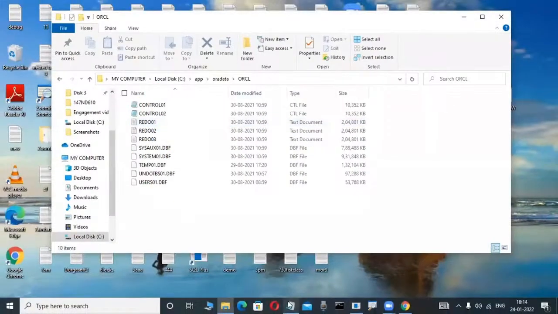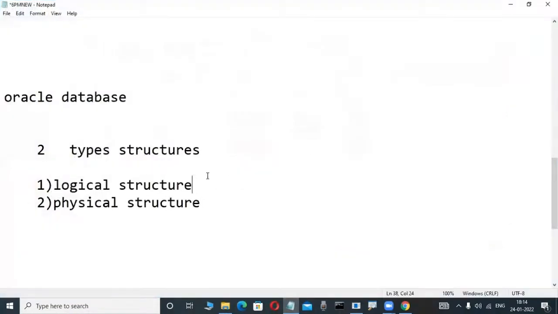That's why a logical structure means a structure which is not visible in the operating system. A structure not visible in the OS is called a logical structure.